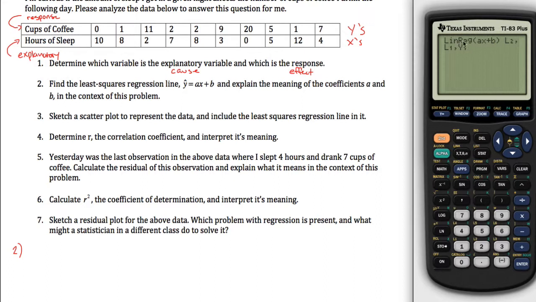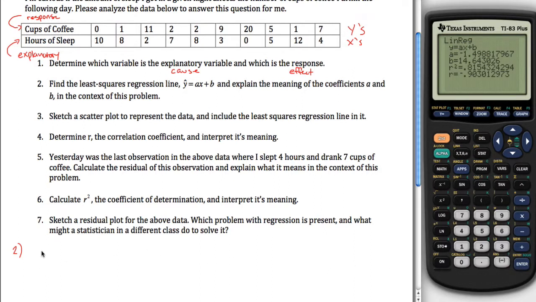So what this is saying is do your linear regression, here's your x variable, here's your y, and save it in Y1. So if I hit enter here, it'll give me my linear equation. It'll say y hat is equal to ax plus b, a being negative 1.5 maybe, so negative 1.5x plus b, which I don't know, 14.6, something like that. But it also wants us to analyze these to determine what they mean.